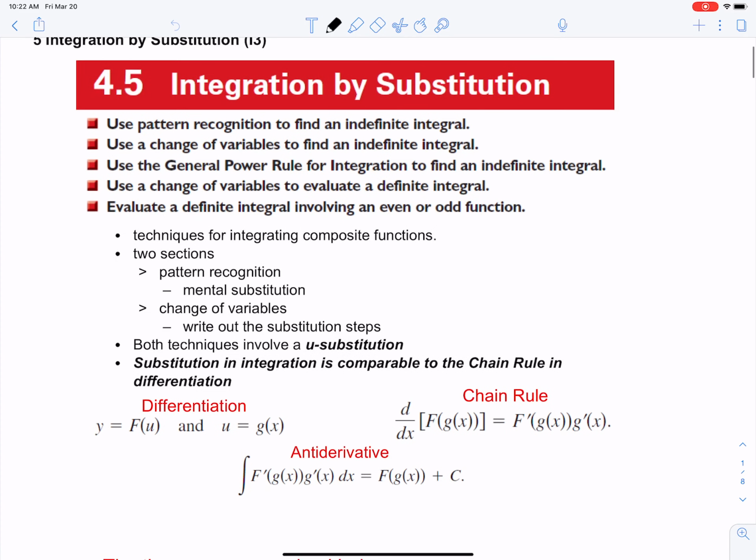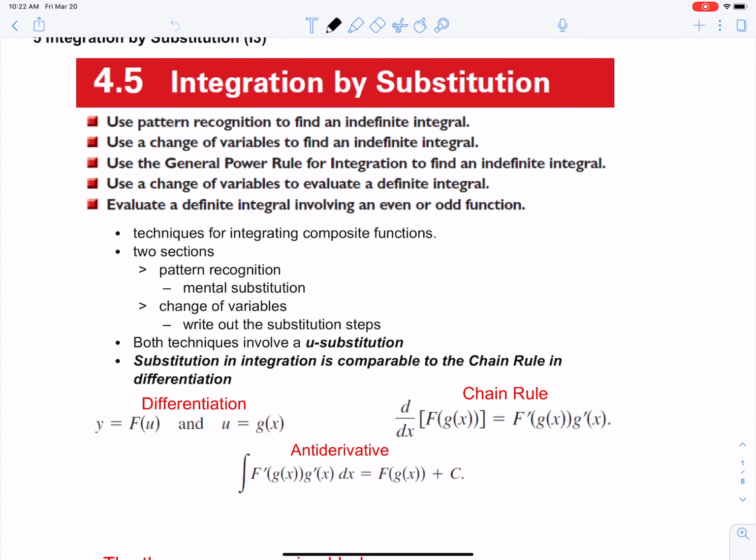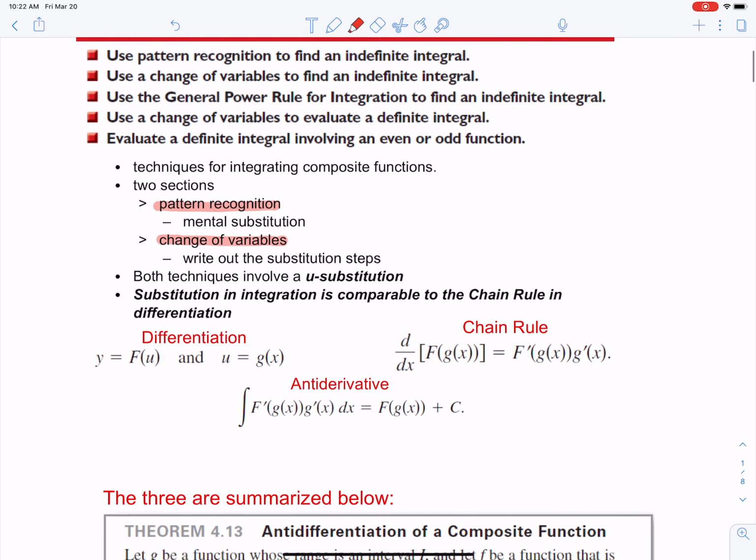So this lesson here is integration by substitution. What we want to do in this lesson today is try to recognize when substitution is required, make a change of variables, and then follow the steps to actually go through and do the antiderivative of a function. So what we're looking for here is comparable to the chain rule, and we're looking for the reverse of the chain rule to be happening.